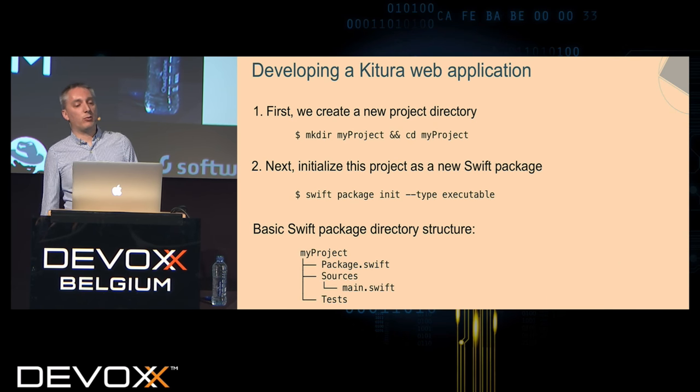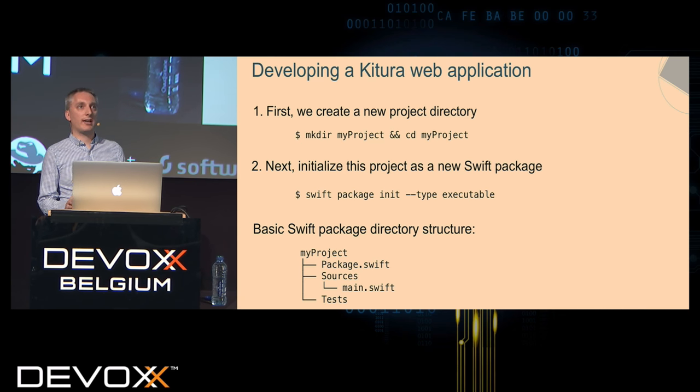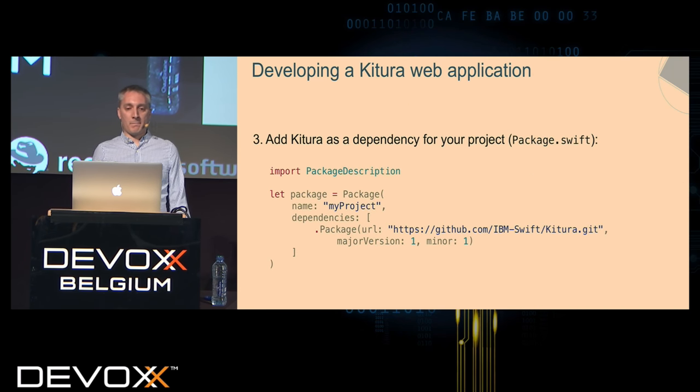Once you've done that, that will give you a basic structure. You get a few different files. Package.swift is where your package definition is. It's kind of equivalent to app.js for JavaScript. Main.swift is where our Swift code is going to go, and then you get a test directory as well where you can put your unit tests.